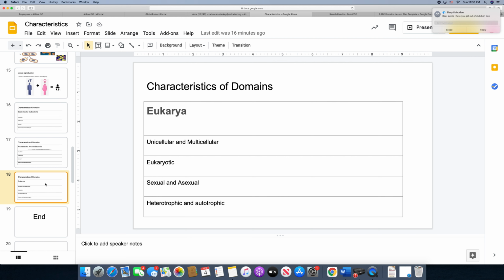And lastly, we have eukarya. Organisms in domain eukarya can be unicellular or multicellular. They are all eukaryotic. That means they all have a nucleus, even if it's a unicellular organism like a paramecium or a euglena. Those are all unicellular organisms that have a nucleus. They can be sexual or asexual. They can be heterotrophs or autotrophs. This concludes our domains' characteristics.